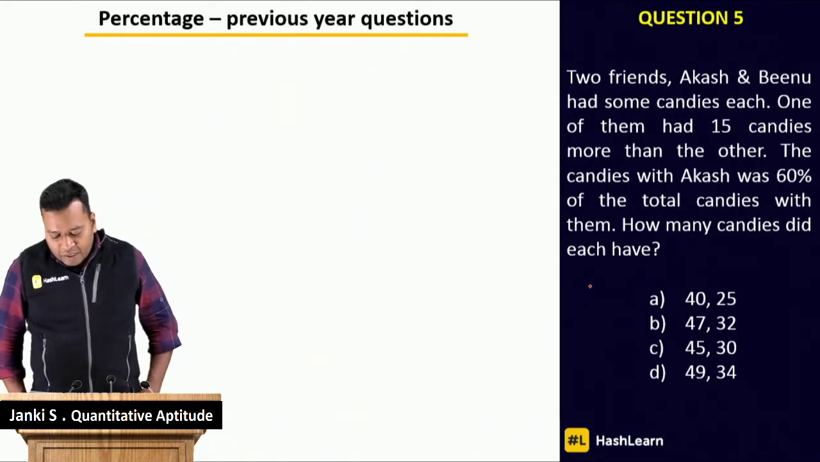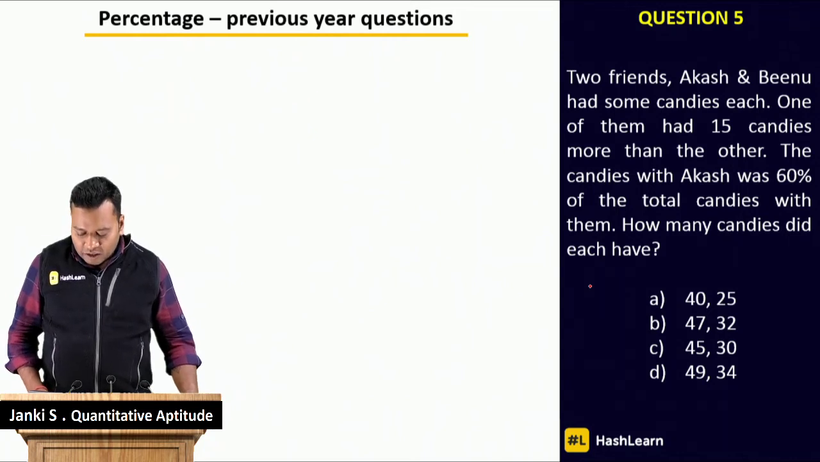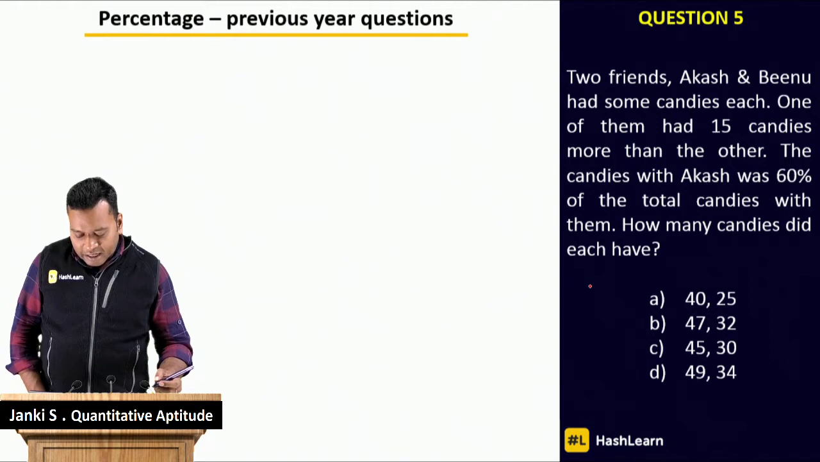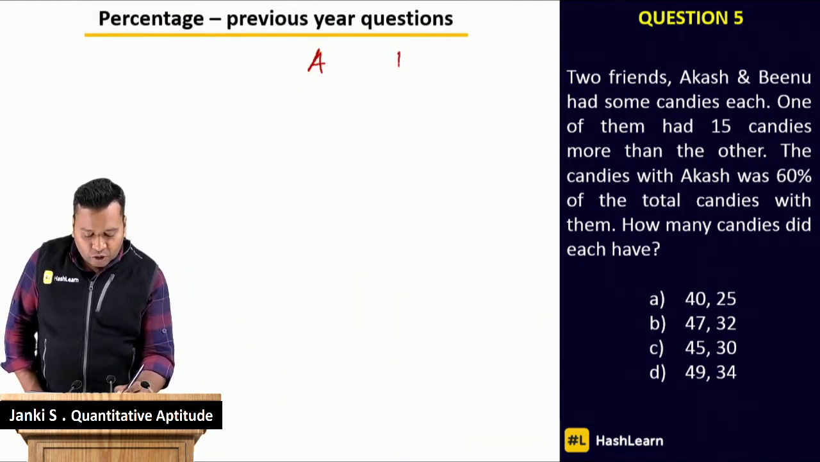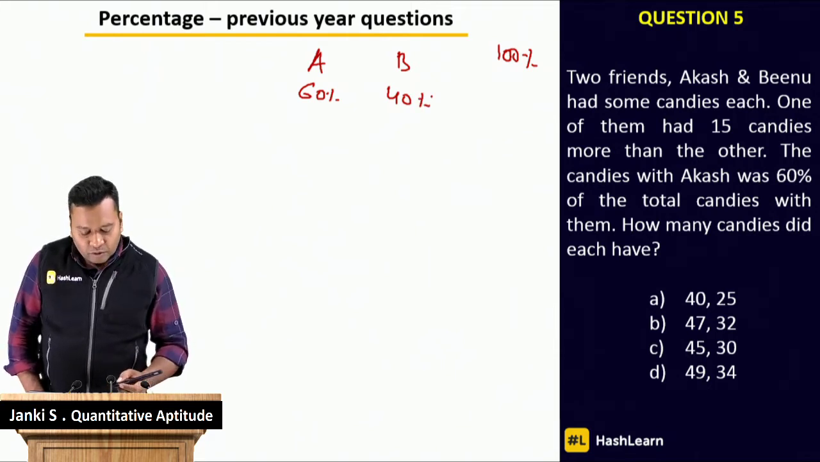Two friends A and B have some candies. One of them had 15 candies more than the other. The candies with Akash, A, is 60% of total candies. So A and B are the two people. Overall is always 100%. Out of this, 60% is with Akash. That means the remaining 40% has to be with Binu, right?